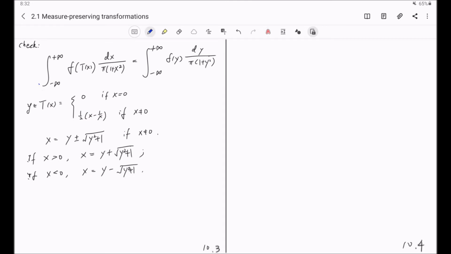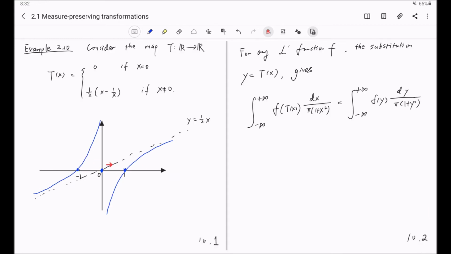Now we start with the left hand side. The left hand side is equal to, first of all, there is something we have to be very careful about. You should note that this map is not bijective. It is actually 2 to 1. You can see from the graph here that if you take any level set, it hits this graph at 2 points. So this map is really a 2 to 1 map, not injective.